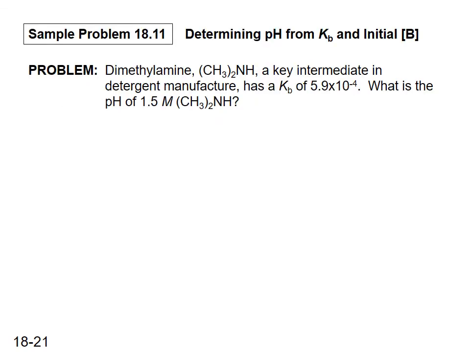Sample problem 18.11. Dimethylamine, a key intermediate in detergent manufacture, has a Kb of this value. What is the pH value of a 1.5 molar solution of this base? In order to calculate the pH, we must know the hydronium ion concentration.